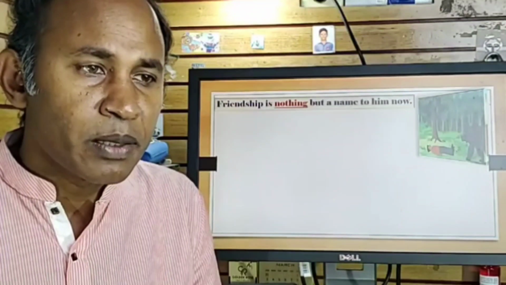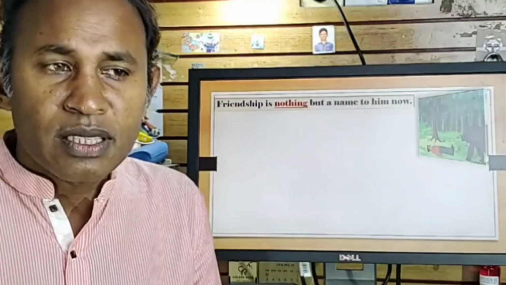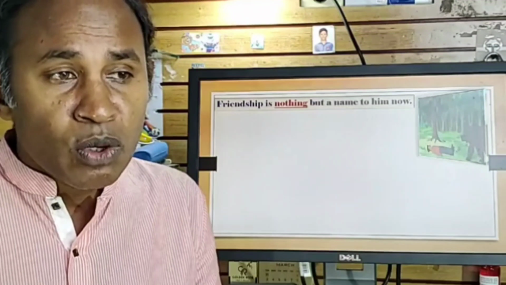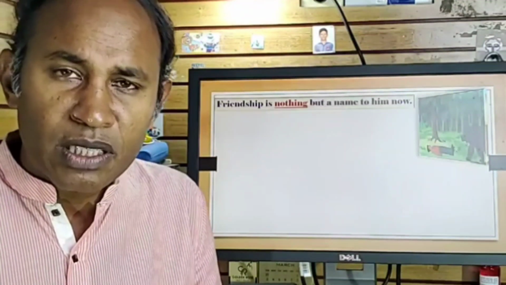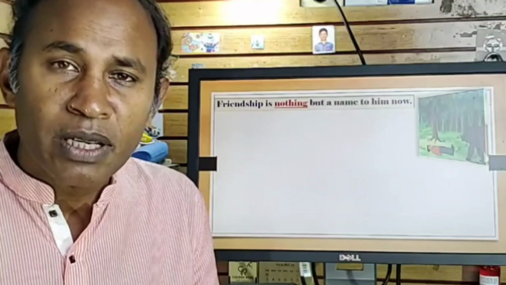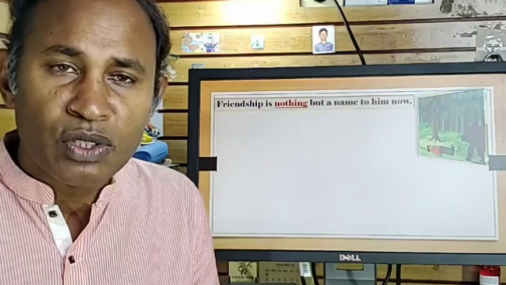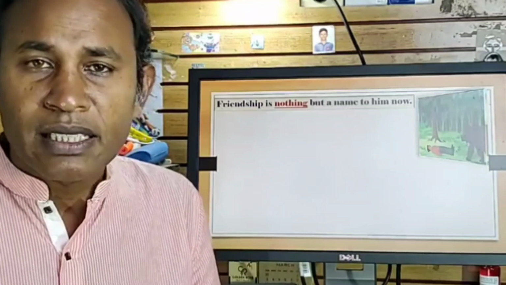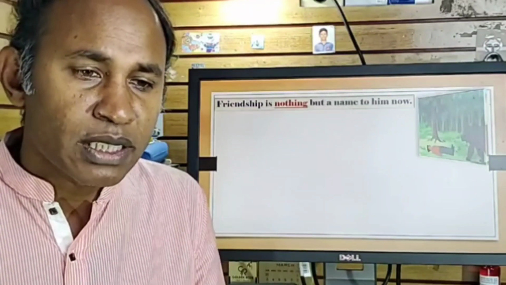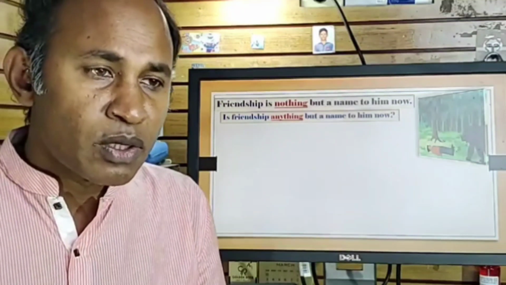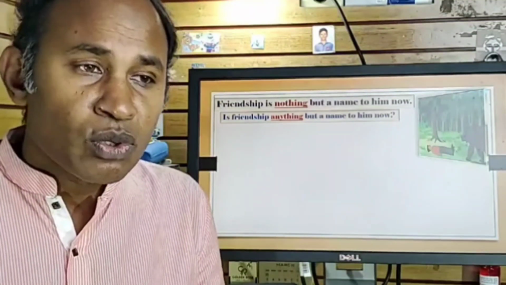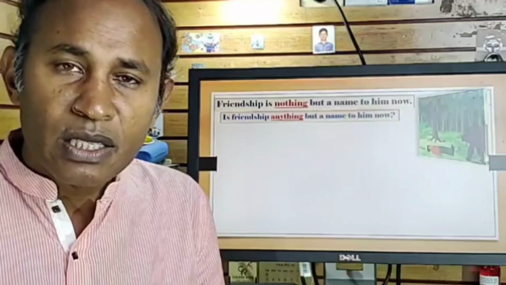Here you see: friendship is nothing but a name to him now. In that case there is the word nothing, and this is very easy. I have already told you about the rule. If there is nothing, what will it be? Anything. Just bring the auxiliary verb before the subject and make nothing into anything. So: is friendship anything but a name to him now? That's very simple and the easiest one.